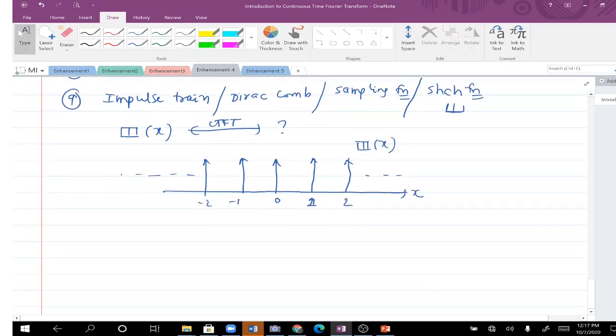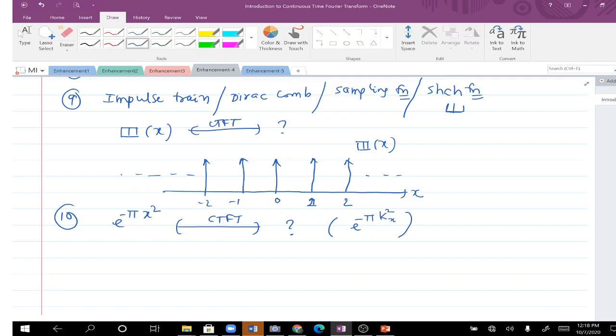Okay, and the last one for you is e power minus pi x square. Why I have given you this particular function will become clear as we move on, particularly to 2D CTFT. But before that, I would like you to compute what would be the CTFT of e power minus pi x square. I'll give you the answer also. You try yourself to find it out. The answer will be e power minus pi k subscript x square. Try to derive on your own. If you cannot do that, try to find it out from some source on the net, but have the derivation for you. Okay, by the time you come to the next class, come prepared with all the derivations for all these 10 cases.